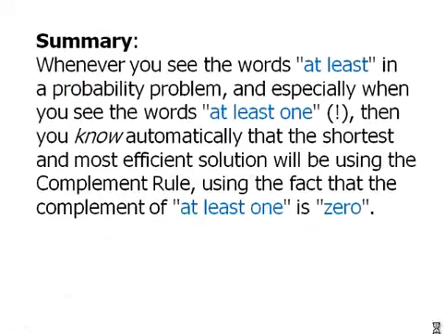So, in summary, whenever you see the words at least in a probability problem, and especially when you see the words at least one, then you know automatically that the shortest and most efficient solution will be using the complement rule, using the fact that the complement of at least one is 0. Now again, in future videos, we'll talk about using the complement rule in more complicated scenarios. In the other scenarios where it would be a shortcut, there's going to be a problem of recognizing it. For this particular case, there should be no problem recognizing it. You'll see these words, and that will be the trigger. Automatically, you know you can use the complement rule as a shortcut.